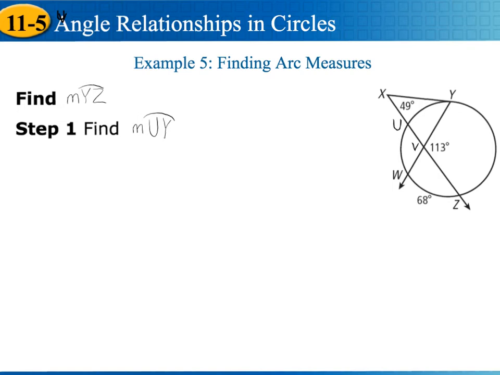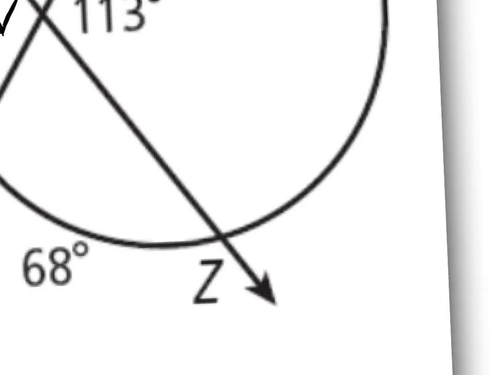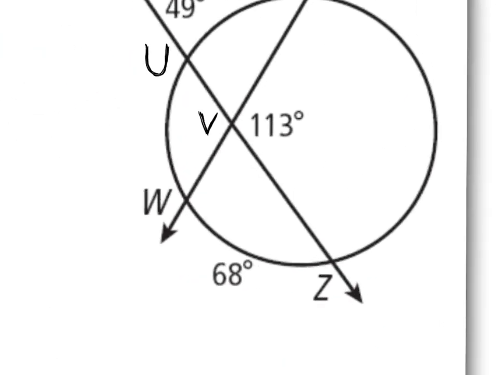So, step 1, they're going to say find UY. Well, they want me to find this arc. How is that going to help me? Well, to find this one, I can see I've got this angle and I've got one of the arcs, so I can find the big arc. But how am I going to find this one? Well, let's zoom in and see if I can fill in anything I know.